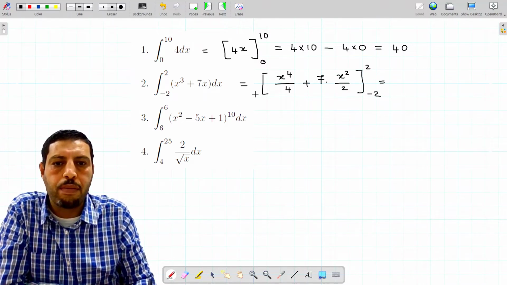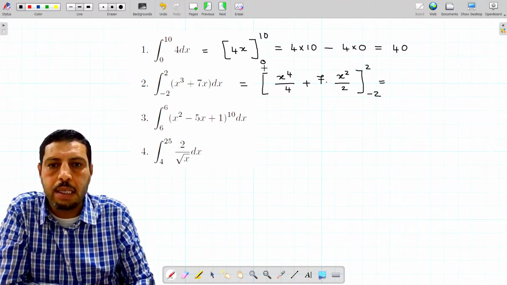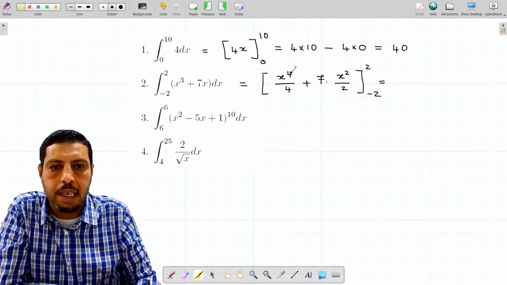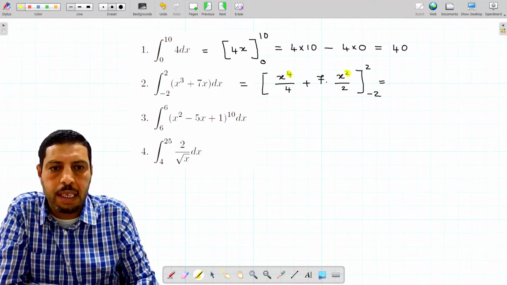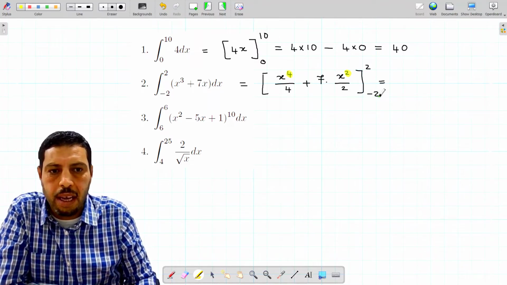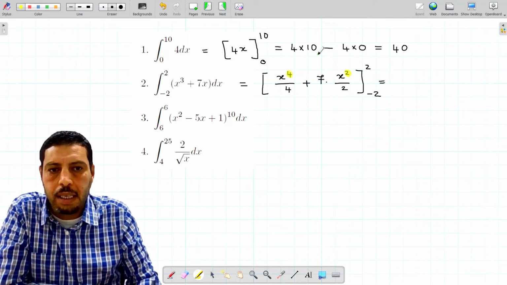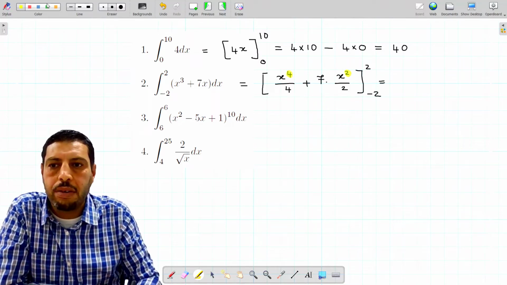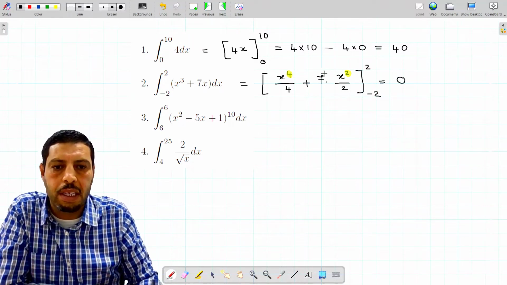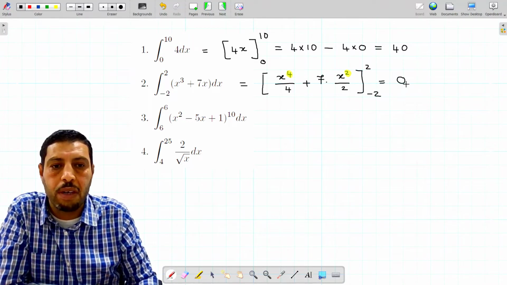In general, we have to make this computation, but in this case, you don't need to make any computation, since you can see here that the powers of x are even powers. So they give the same value at 2 and minus 2. So if you evaluate this function at 2 and minus 2, you will find equal quantities. Since you will make the difference, the result is automatically 0, because the value of this function at 2 and minus 2 is the same.